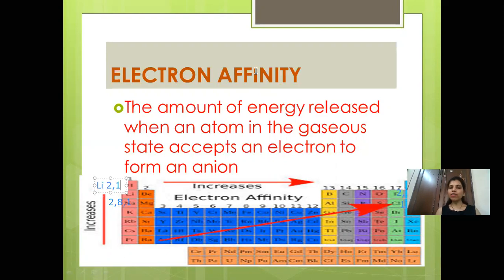So electron affinity decreases. Now this is an upward arrow, a reverse arrow is shown. So they are showing that if you are going from down to top, it will increase. So when you are going from top to bottom, it will decrease.